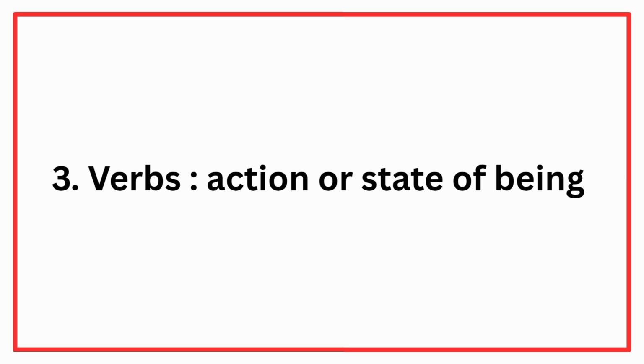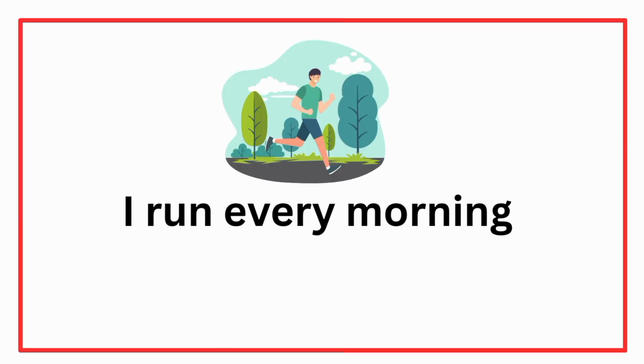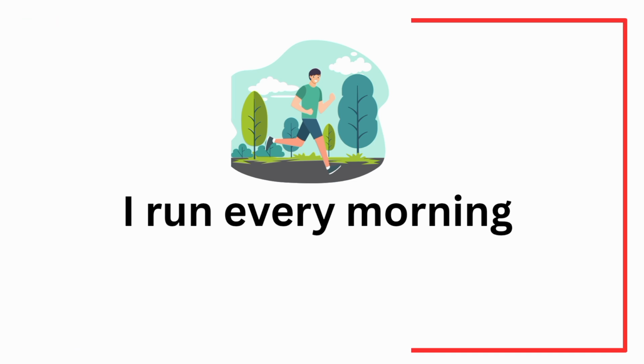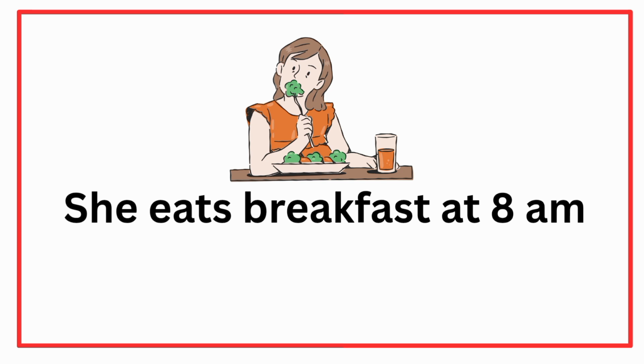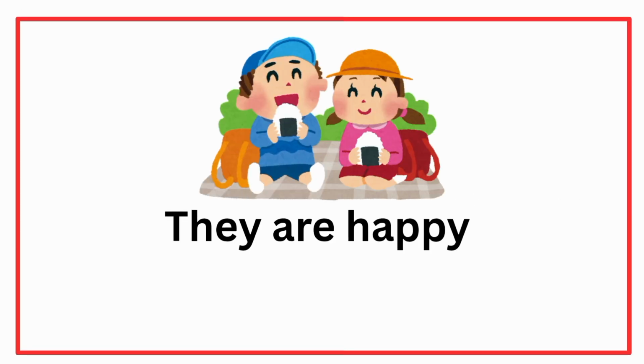Three. Verb: an action or state of being. Examples. I run every morning. She eats breakfast at 8 a.m. They are happy.